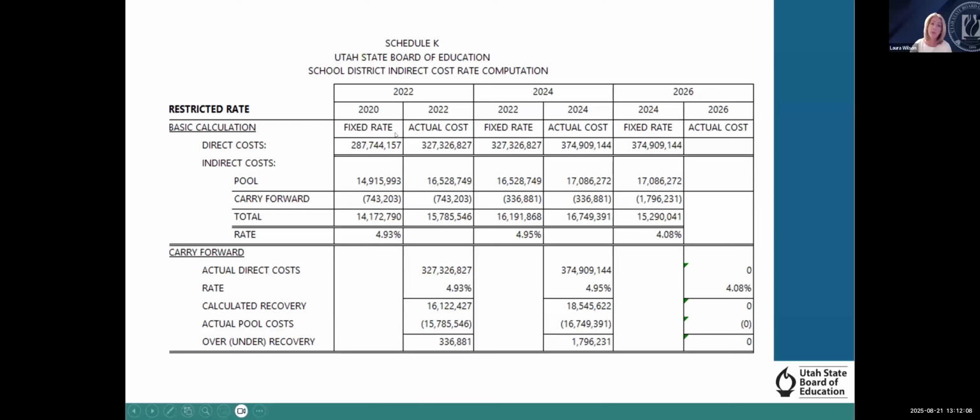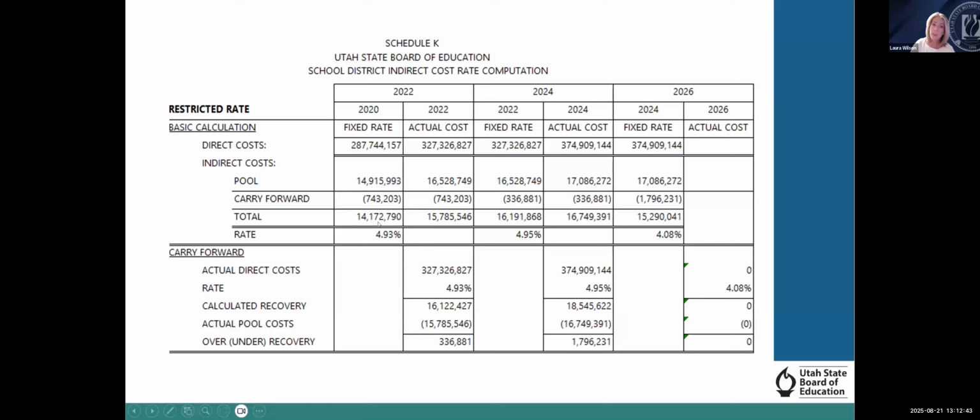So let's quickly go through. First column on the left, you can see our direct cost pool in 2020 is 287 million. The indirect cost pool is 14.9. And then the carry forward from the previous period, which is a negative number in this case, is 743. So we take the indirect cost pool, we subtract the carry forward, and this total number here, this 14.1, is the numerator that we're going to use in our formula.